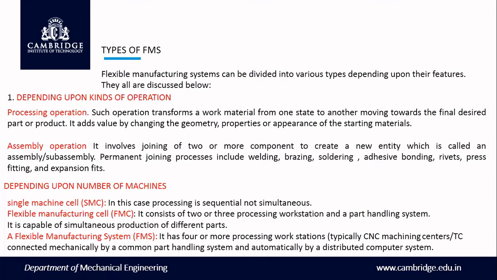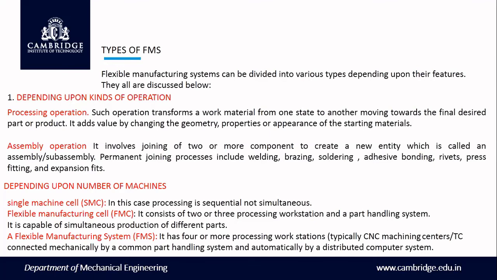Another classification depends upon the number of machines. They have categorized it into three types actually. One is the single machine cell, which we can designate as SMC, then the flexible manufacturing cell, that is FMC, and the flexible manufacturing system. In a single machine cell, processing is sequential, not simultaneous. That is only one by one, first turning, after that the next operation.